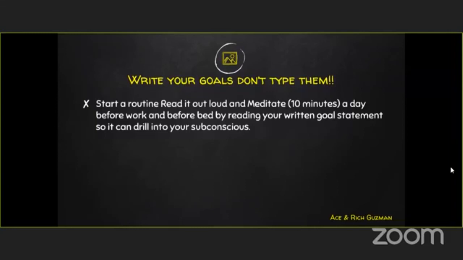Oh, absolutely. When you start to say something to yourself all the time for a while, when it goes into your subconscious, it happens automatically.